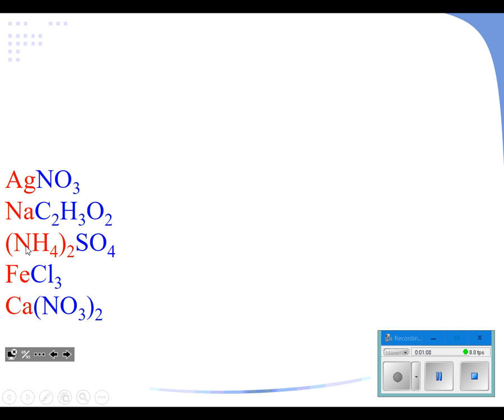We have NH4, which is ammonium, would be my cation, and we have SO4, which is sulfate, it would be my anion. We have Fe, which is iron, it would be my cation, and Cl, which would be my anion. Then we have calcium, which would be my cation, and nitrate, which would be my anion.